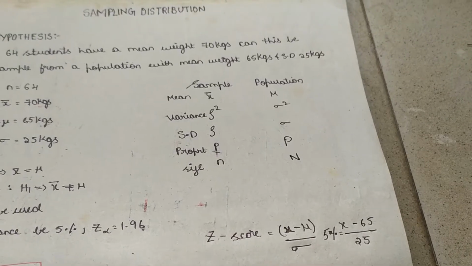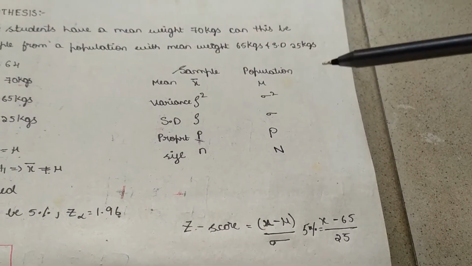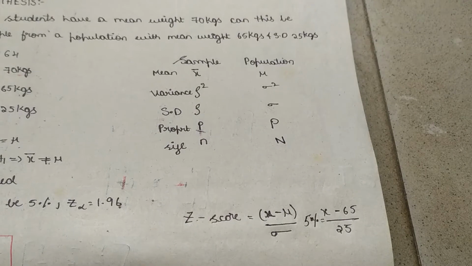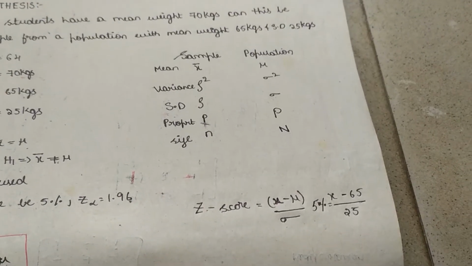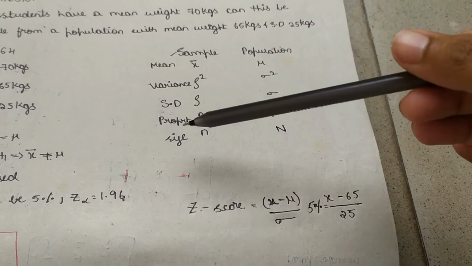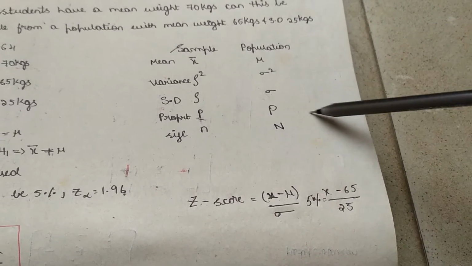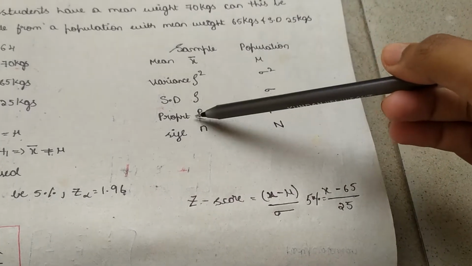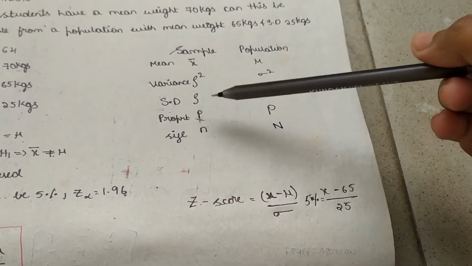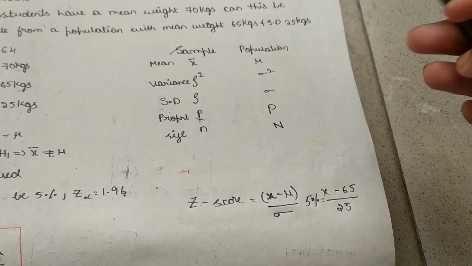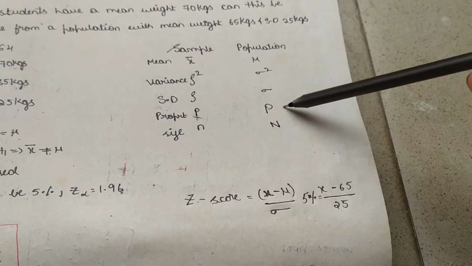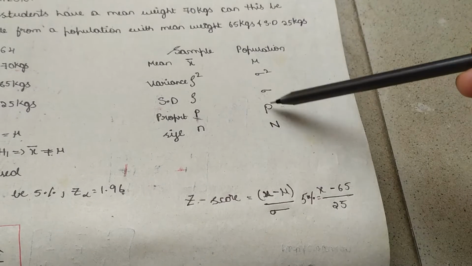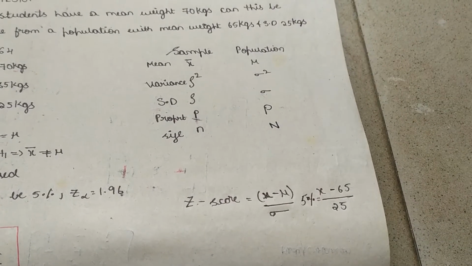Hello everyone, so in this video we are going to learn about the third and fourth models. These third and fourth models are based on capital P and small p, that is, population proportion and the probability. So based on this capital P and small p, we are going to do the third model.